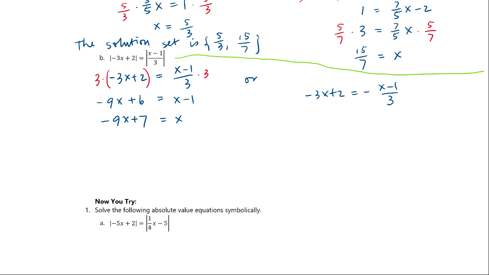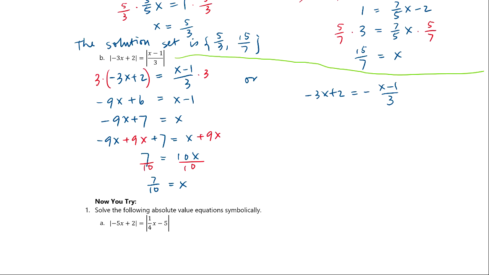And if I want to get variable terms all by themselves, I'm going to go ahead and add 9x on both sides. And as I do this, I will have negative 9x plus 9x plus 7 is equal to x plus 9x. Therefore, as a result, I will get 7 equals 10x. To get x, I can divide both sides by 10 and get 7/10 is equal to x. This is the first scenario, and the second scenario is if they're the opposite of each other.